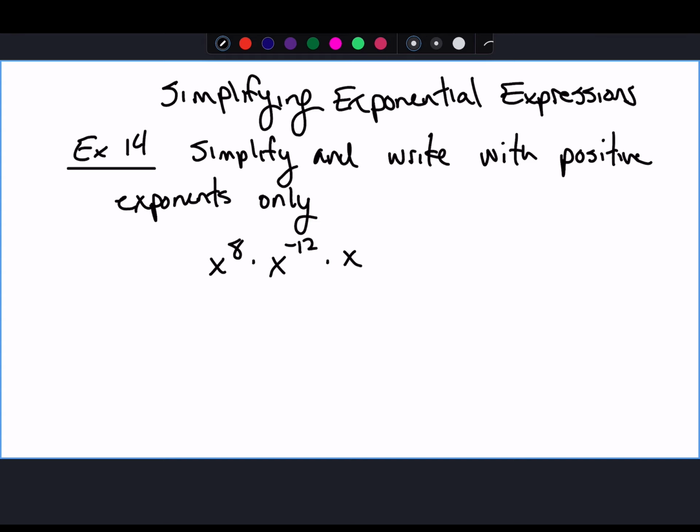So what can I do first? We want to get rid of that negative exponent, right? So we can do that by moving it to the denominator. So I can rewrite as x to the 8th times x, and then I'll just put my x to the 12th in the denominator.